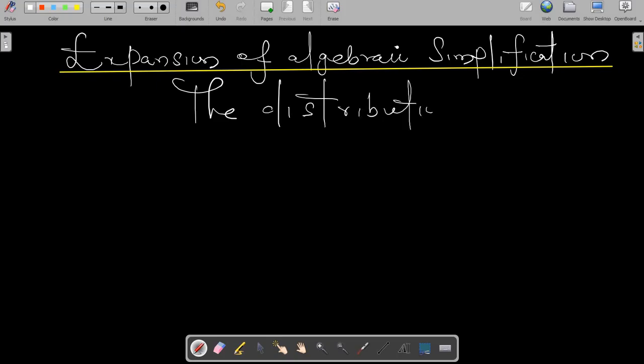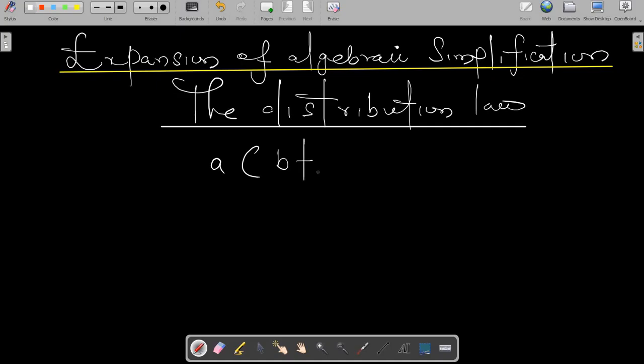So what is this distribution law all about? Now watch me. If we have something like this, let's say we are given A into bracket B plus C, it simply means that you will use this A to multiply by this B. The same A can also be used to multiply by this C. So this is what I mean by distribution law.